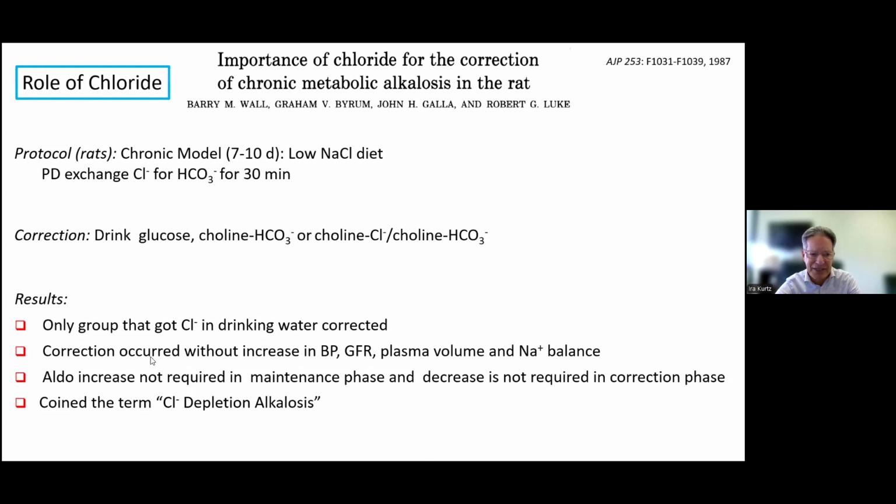And in their studies, it corrected without an increase in blood pressure, no change in GFR, plasma volume, or sodium balance. And also aldo didn't seem to be required either in the maintenance phase, and the decrease of aldo was not required in the correction phase. And for the first time in the literature, they came up with this term called chloride depletion alkalosis. The term is not great because it has nothing to do with the delivery of chloride to the, we'll still use the word distal nephron, even though I hope at the end of the talk you won't anymore. But it has nothing to do with chloride depletion per se. So why they used that term is not clear.